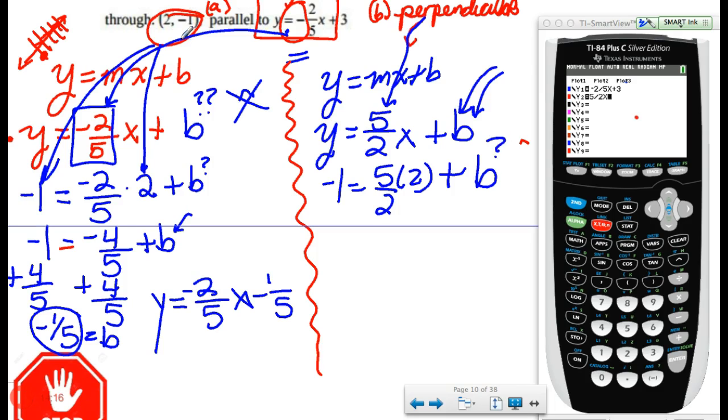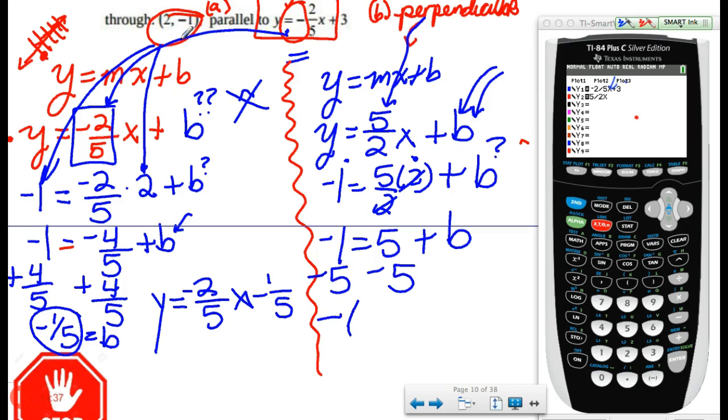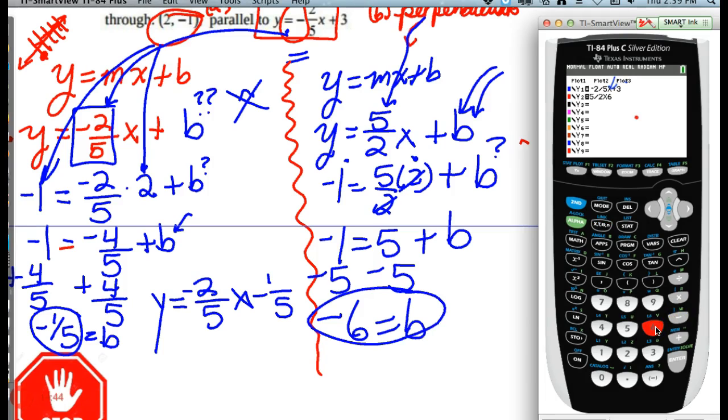Because again, my calculator's blinking here. It's waiting. What's b? Where are you going to send me? If I don't enter anything, it's going to send me through 0, 0. I'm going to force it to go through the point 2, negative 1. I'll get negative 1 is equal to 5, because these twos cancel, or you could say it's 10/2, plus b. I'm going to subtract the 5, and my y-intercept that I need to enter for this will be negative 6. Let's see if it works. Minus 6. Oopsie. Minus 6.